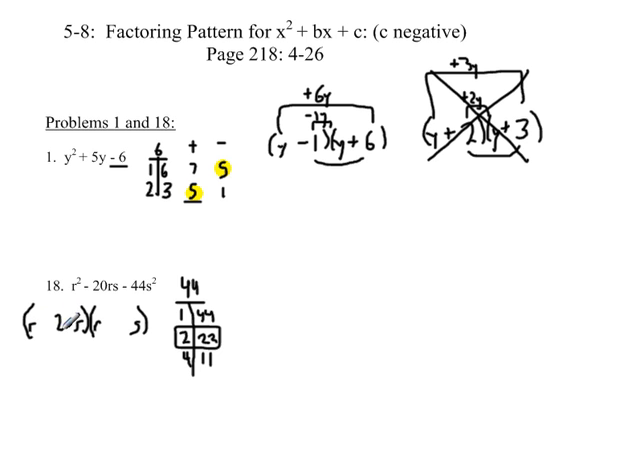Now one is a 22, and the other one is a 2. But my goal is a negative 20. So it needs to be negative 22 plus 2 to create my middle terms. And it never hurts to FOIL those back out. Go ahead and unfactor it to be sure that you get the original problem as your answer.